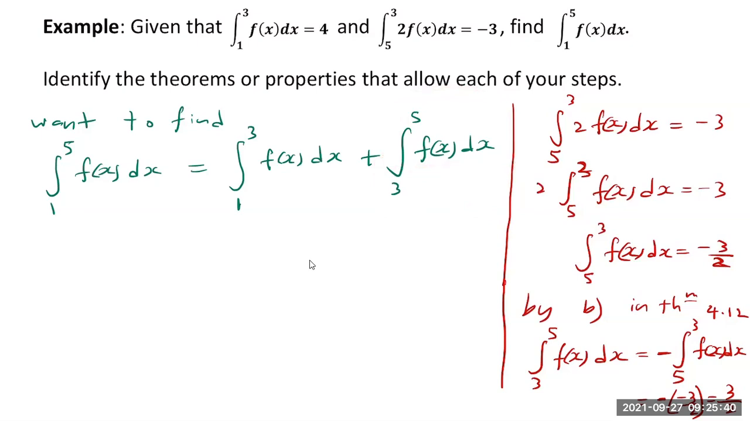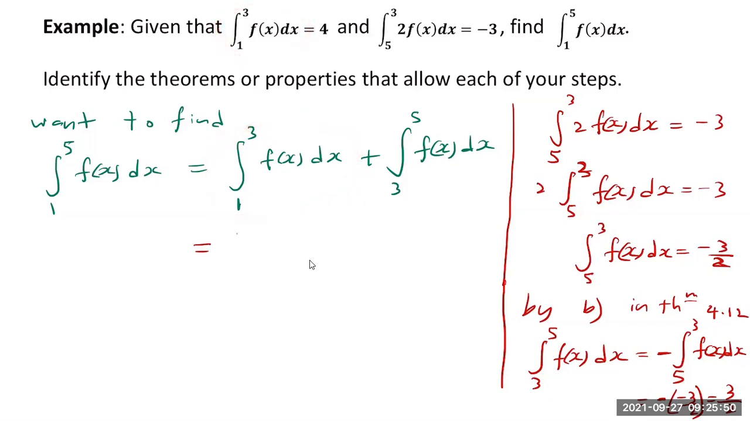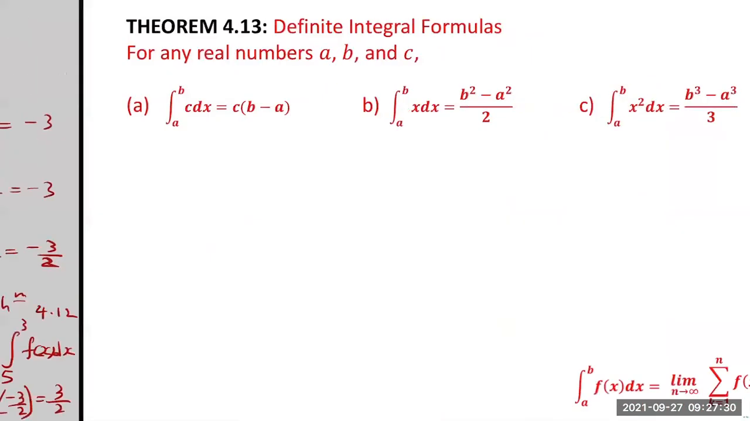Now we can calculate this number. The definite integral of f of x from 1 to 3 is given, which is 4, plus 3 over 2, which is 11 over 2. Okay, that completes that example. All right, let's move on.